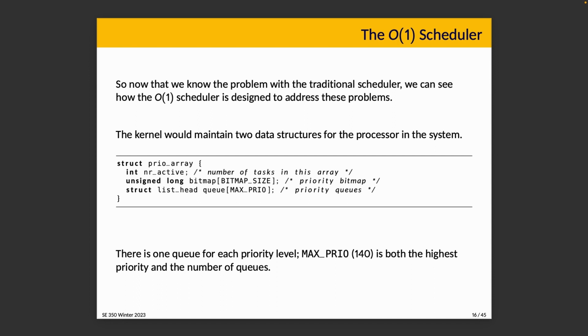So max prio is 140, it's the highest priority number, and it's also the number of queues. So in this structure, we have an integer, we have our unsigned long that's going to be used as a bitmap, and then we have our queues, and there are 140 of them, so these are just the pointers to the head of the queues. There's one queue for each priority level, and the bitmap array is of a size to provide one bit per priority level. So with 140 levels and a 32-bit unsigned long, which could be different on your system, the bitmap size is 5, but the actual implementation depends on the size of the unsigned long in your system, so it divides as best it can without any extra wasted space.